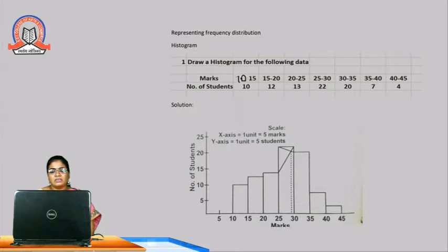Drawing the cross mark, joining the end of the top of the tallest bar to the next bar, and joining the end of the bar to the previous bar, and the intersection point is joined to the X axis, we get the mode value. Here, approximately, the mode value is 29.